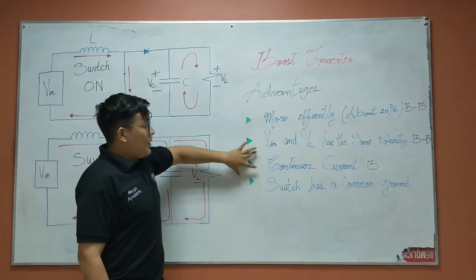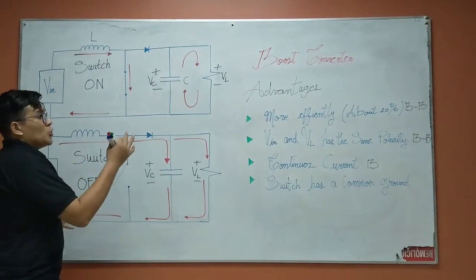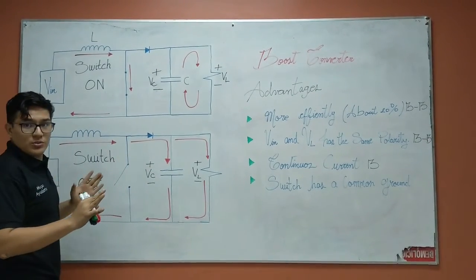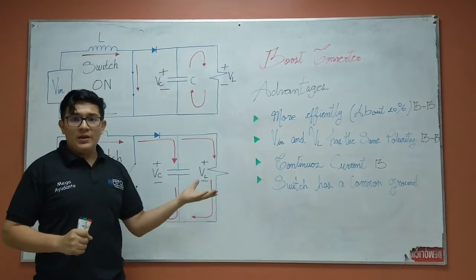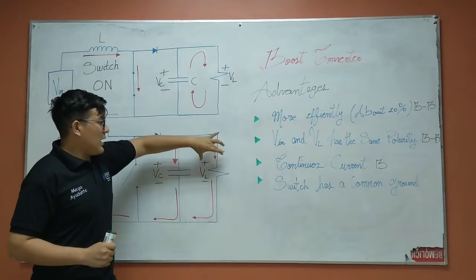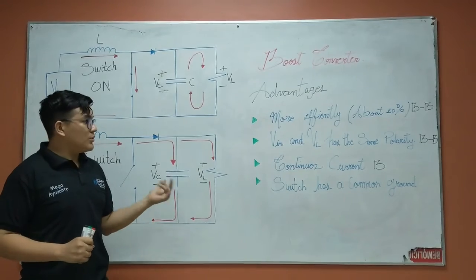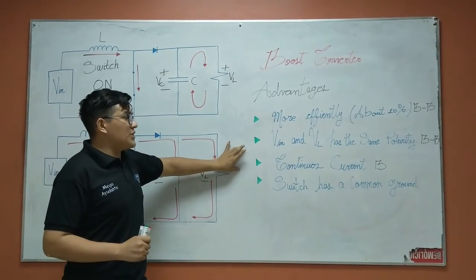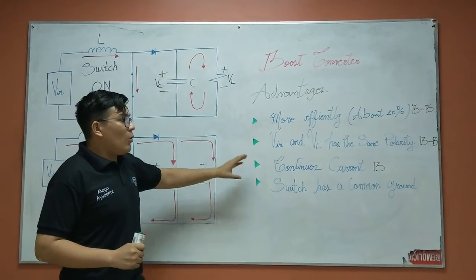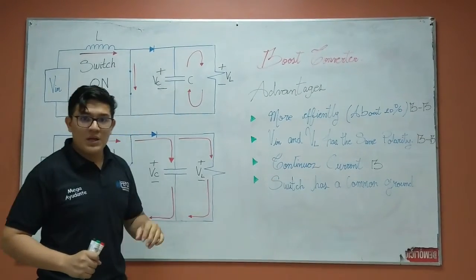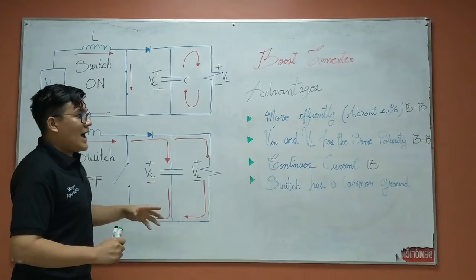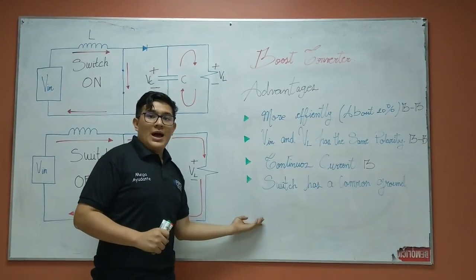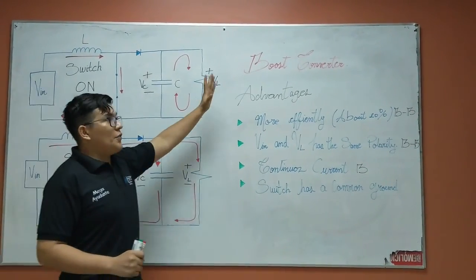Third, the current of the boost converter is continuous, which is desirable for PV or batteries that will be on the load. And this characteristic is compared with the other converter. Finally, we have to know that the switch has a common ground, and this is a property of the boost converter.